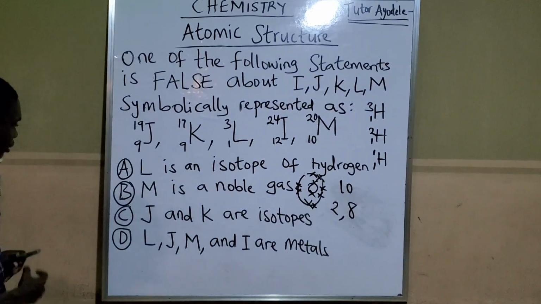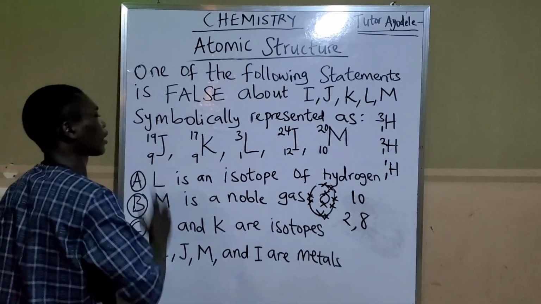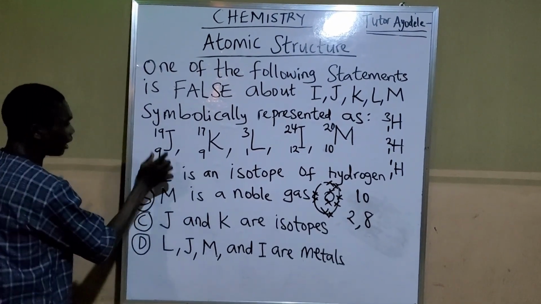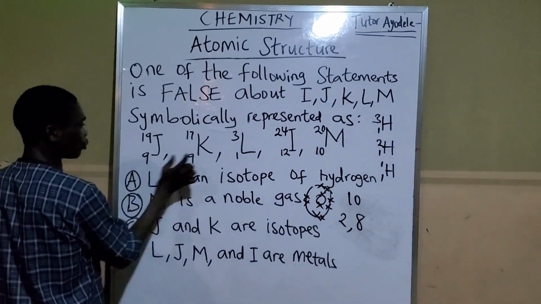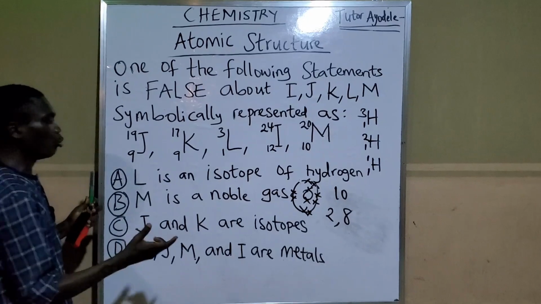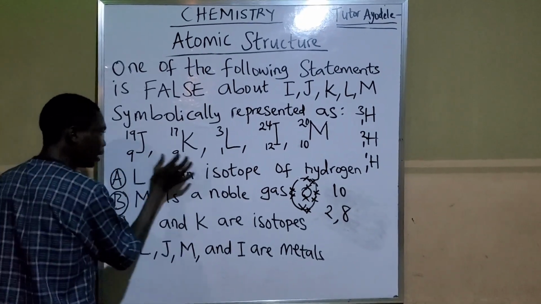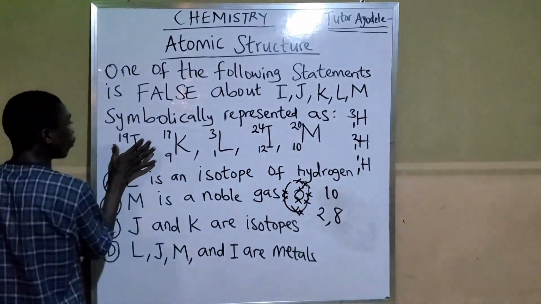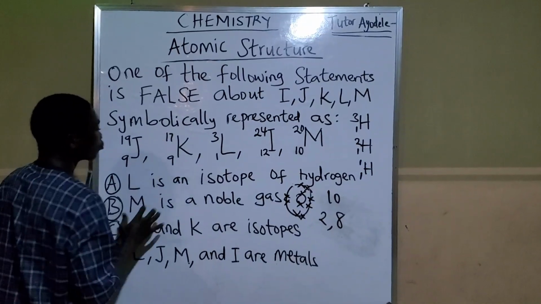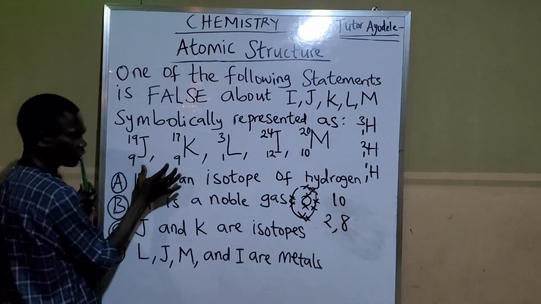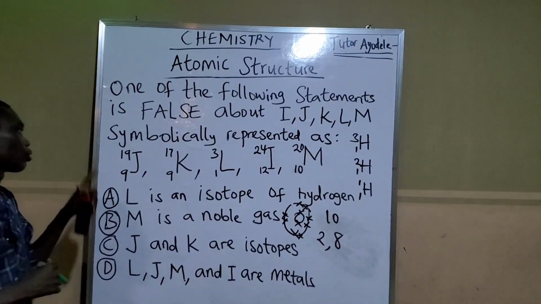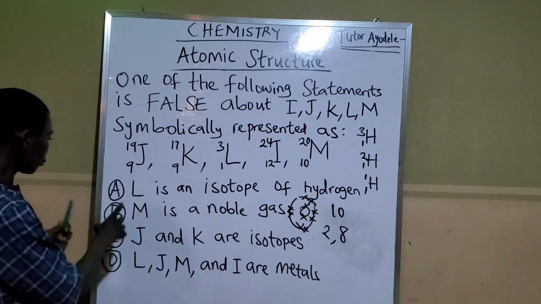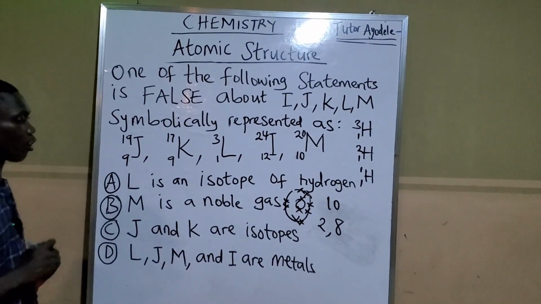Okay, let's look at option C. Option C says J and K are isotopes. J and K are isotopes, which is perfectly correct. Now, atomic number of 9, atomic number of 9. We said in isotopes, they have the same atomic number, but different mass number. So which element has atomic number of 9? It's called fluorine. So it's correct. A, B, C are correct.